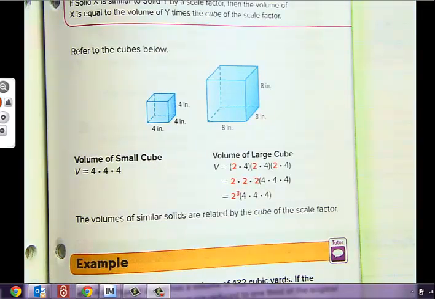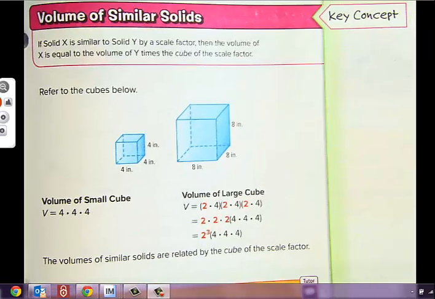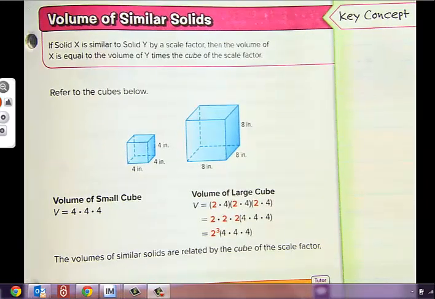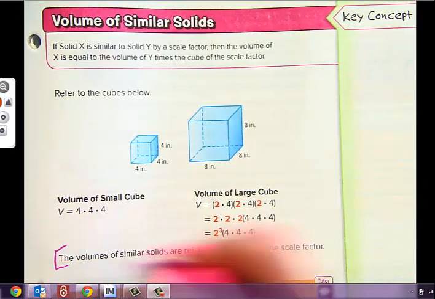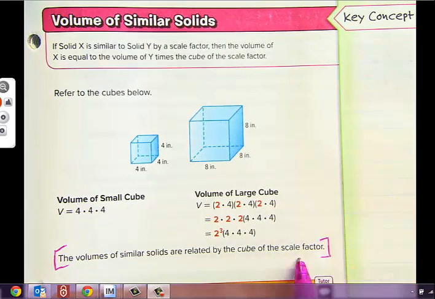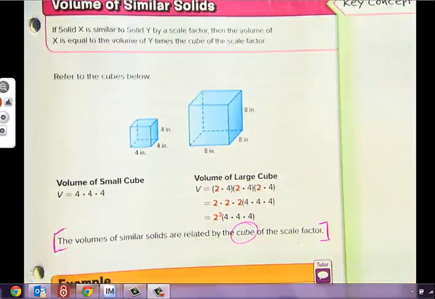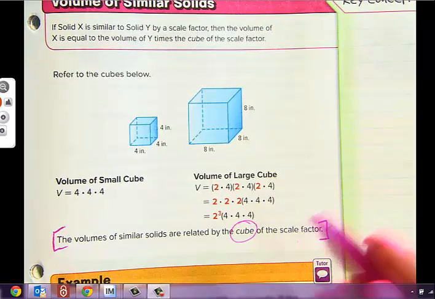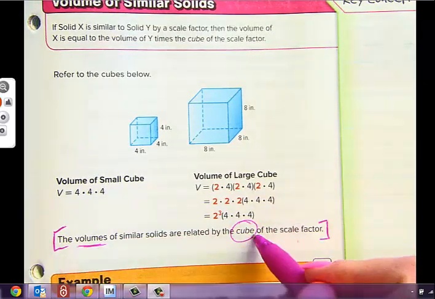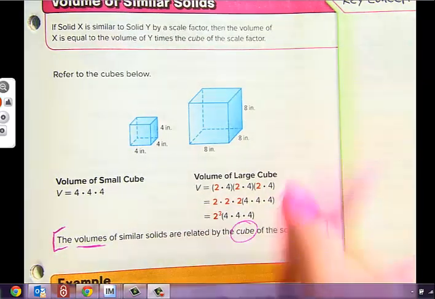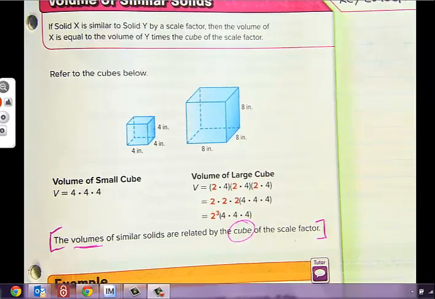This next page is not surface area. Now we are talking about volume. We went from surface area to volume, and the only thing you need to remember there is right here. When you have a scale factor, you're going to cube it instead of square it. So if it's talking about volume, you cube the scale factor. If we're talking about surface area, you square the scale factor.